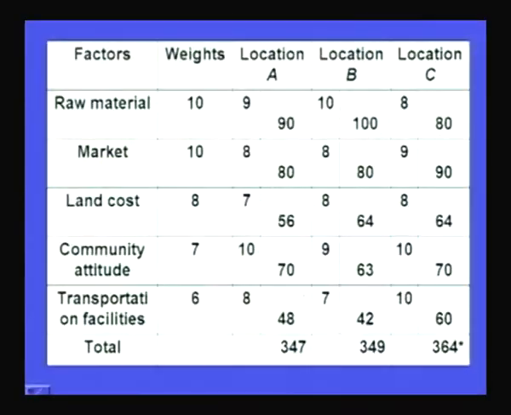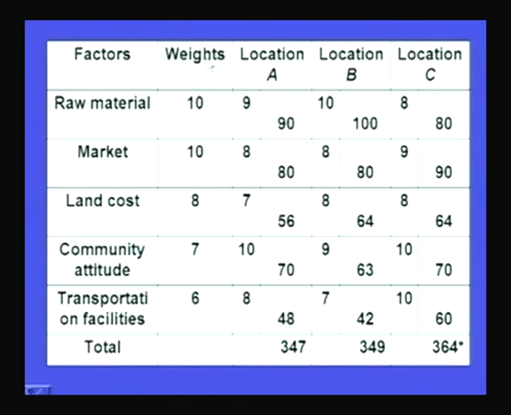Now, on your screen you can see we have tabulated the entire problem. We have also the solution, but by and by we will see how we have arrived at this particular solution. So, what are the factors? The factors are raw material, market, land cost, community attitude, transportation facilities.